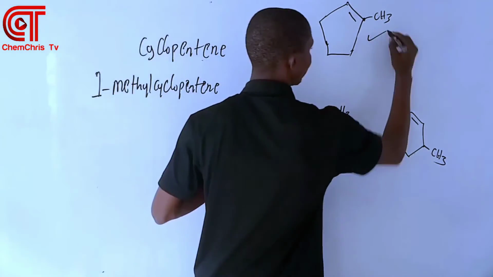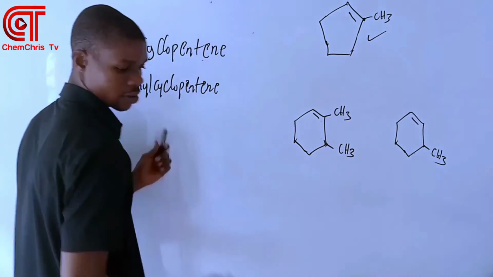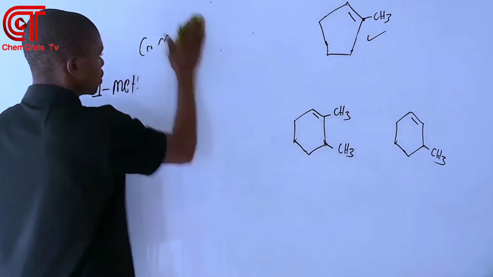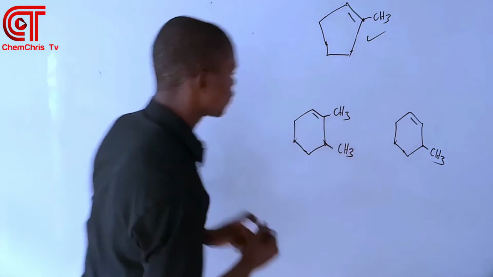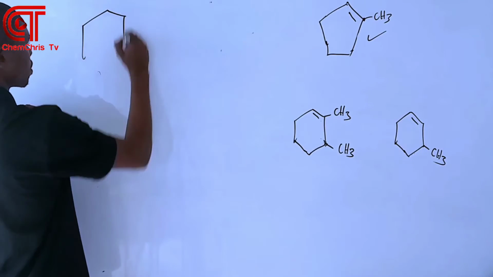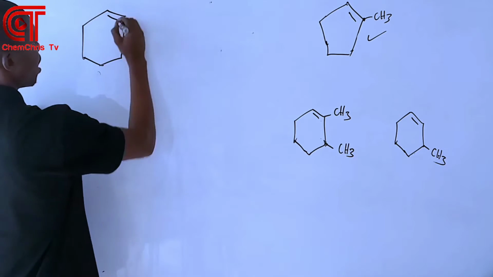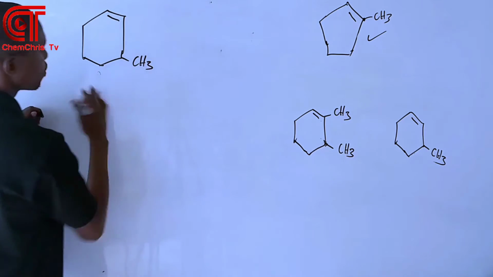So we have done with one here. Now let's look at this guy. So I'm going to draw this one out for people to understand here. So here we have CH3. So I'm going to draw it twice.